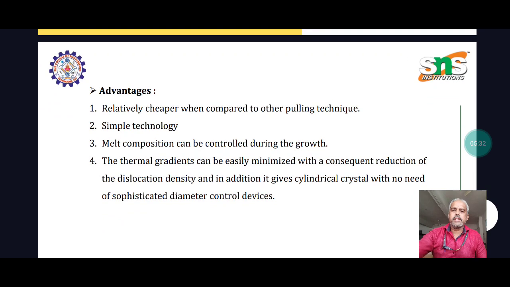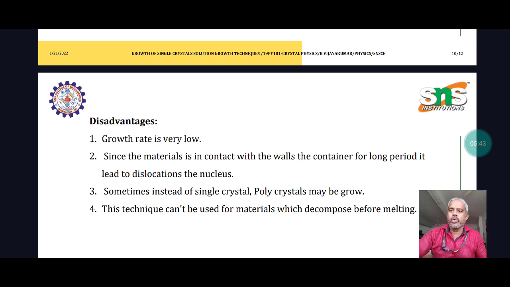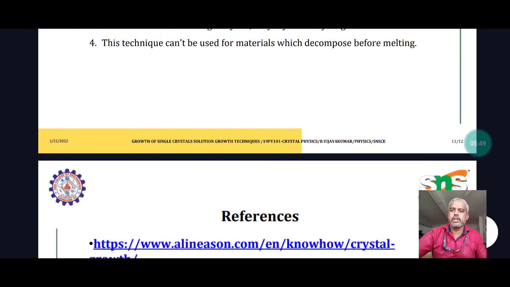The advantages are that it is a relatively cheap, simple technique, and the melt composition and thermal gradient are easily controlled. The disadvantages are that the growth rate is very low, and sometimes a polycrystalline material is obtained instead of a single crystal.